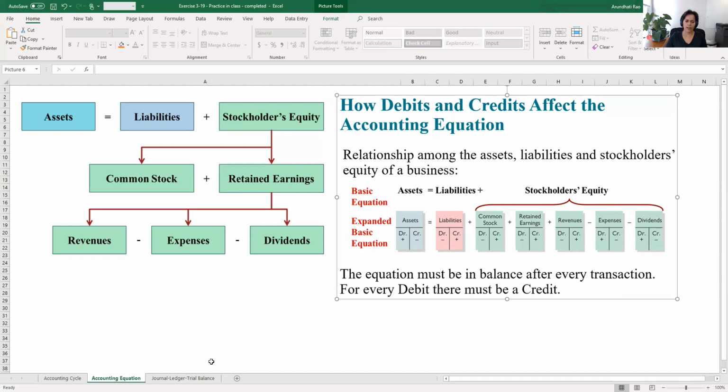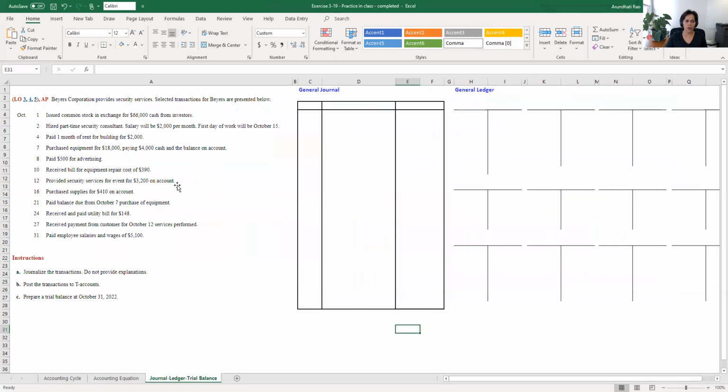So with this, let's take a look at an exercise and see how we will apply all this information we just reviewed. We have an exercise here with various transactions that have happened. We'll go through each one of these. We've been asked to journalize the transactions. They told us don't provide explanations. Post it into the T accounts, that's a ledger, and then prepare the trial balance at October 31st, 2022. So we've been given all this good information.